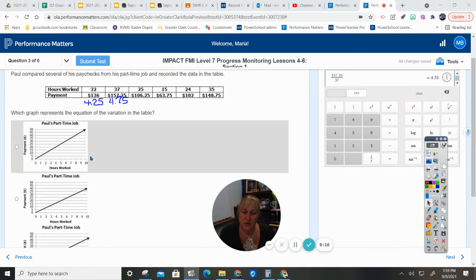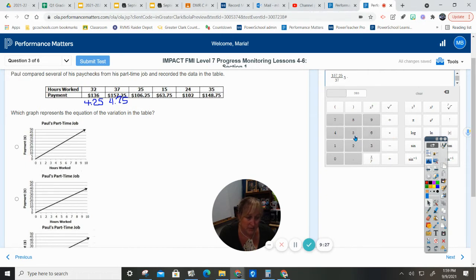So now I'm going to have to use that 4.25 and try to pick some points, which is where it gets difficult. I'm going to pick the 5 and see what he makes in 5 hours. So 5 times 4.25 is 21.25. So 5 hours goes with 21.25. That makes sense, okay?